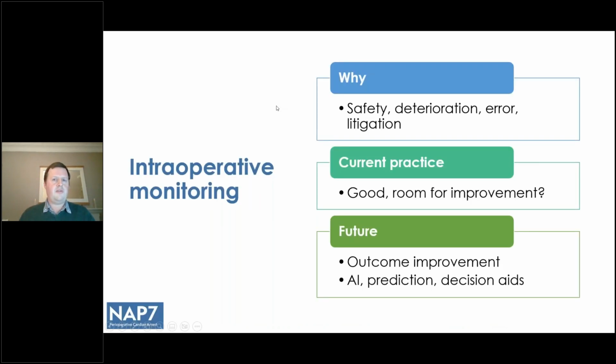So that's my sort of thoughts on the why and the wherefore of intraoperative monitoring. Why do we do it? It's for safety, to detect deterioration, possible error, and to avoid litigation. Our current practice is pretty good, but there might be room for improvement in terms of capnography in particular. And the future, I think we're going to move away from just trying to prevent serious complications, but trying to use our monitoring in more sophisticated ways to improve outcomes, possibly through artificial intelligence, prediction, and decision aids.